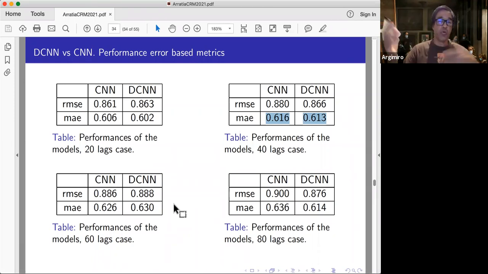The authors then go on and do other testing. Just as Wynn showed us, you can do a portfolio trading simulation and see what the maximum drawdown and the cumulative return are. And yes, the DCNN got you some marginal gains, really.